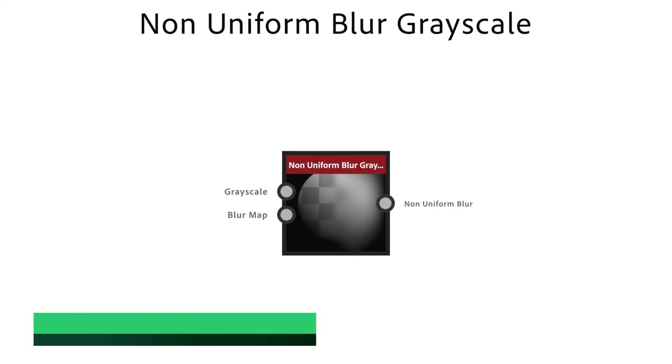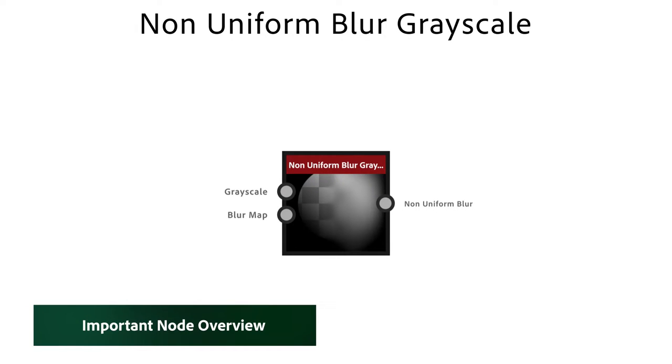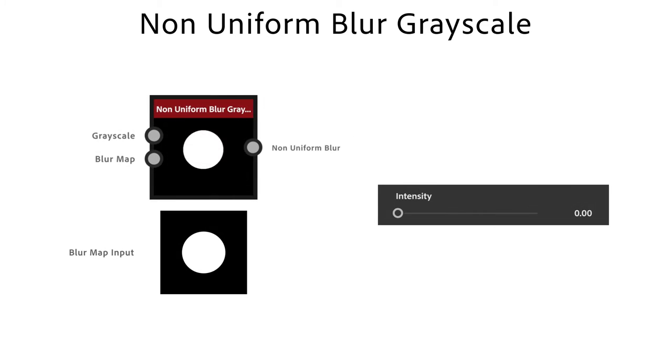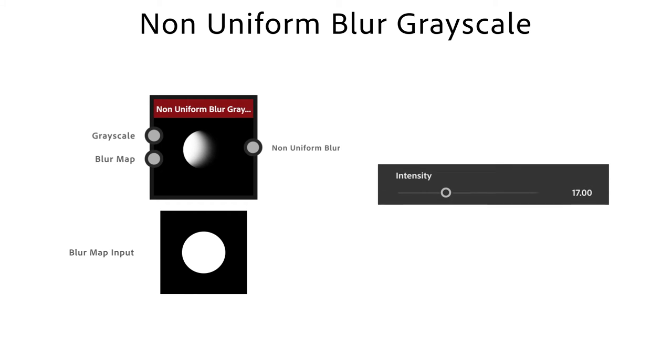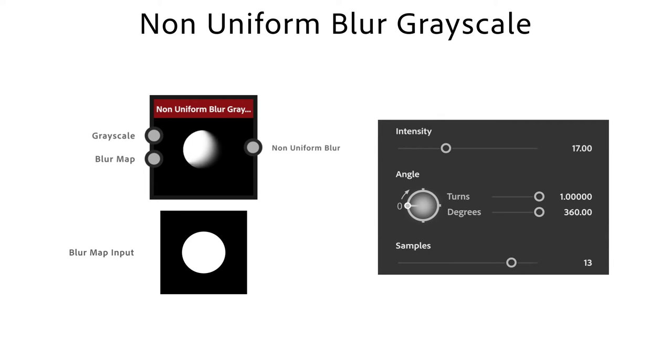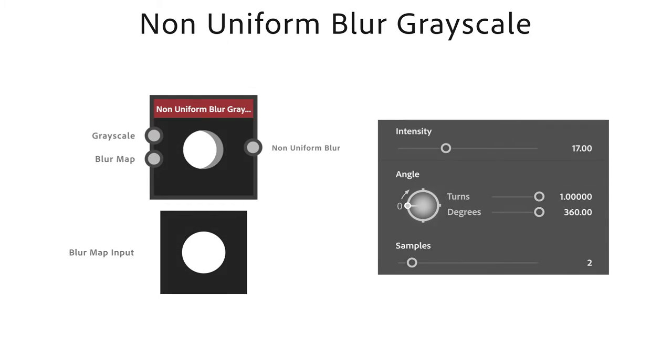A non-uniform blur grayscale node is a high-quality blur where the intensity is driven by a custom input mask. Intensity is the maximum strength of the blur. It's masked by the blur map. Angle adjusts the directionality of the blur effect. The amount of samples determines the quality of the blur.